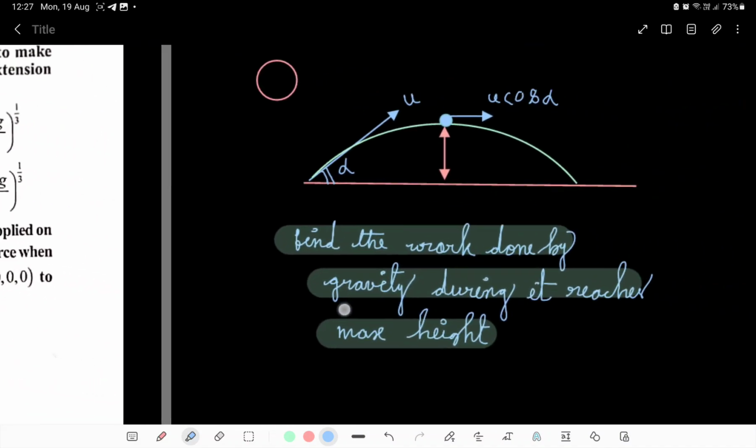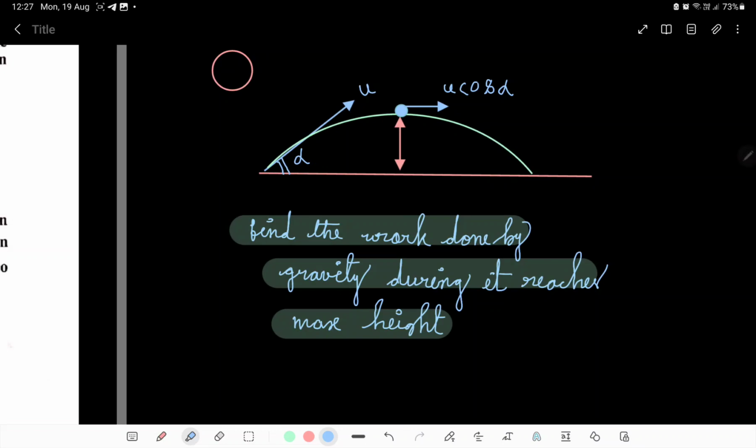So the diagram seems like this. We are throwing with the velocity of u, and that was the maximum height with the angle of alpha. Then we have to find the work done due to gravity as it reaches its maximum height. So that is what we have to calculate.